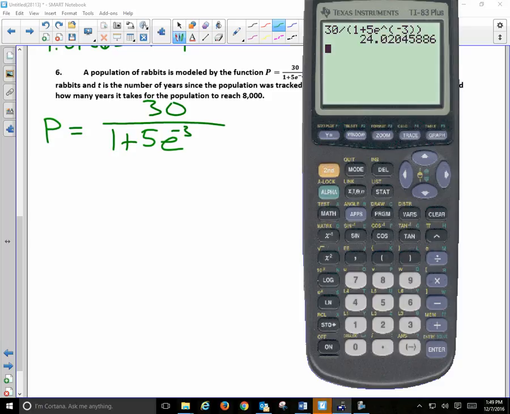I type that in, I get 24.0204. So is that my answer? Is it 24 rabbits? 24,000 because it's measured in thousands. So it's 24,020 rabbits approximately. Okay.